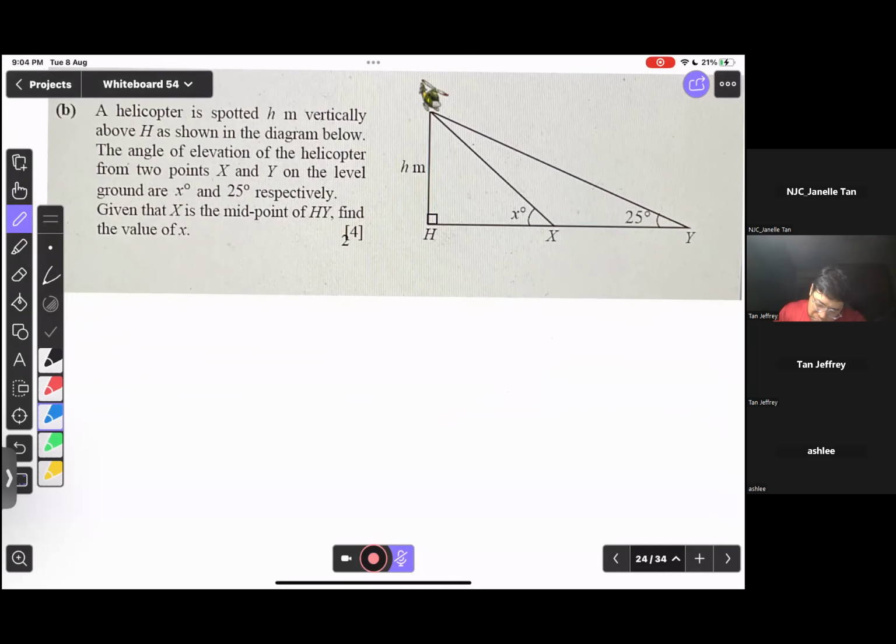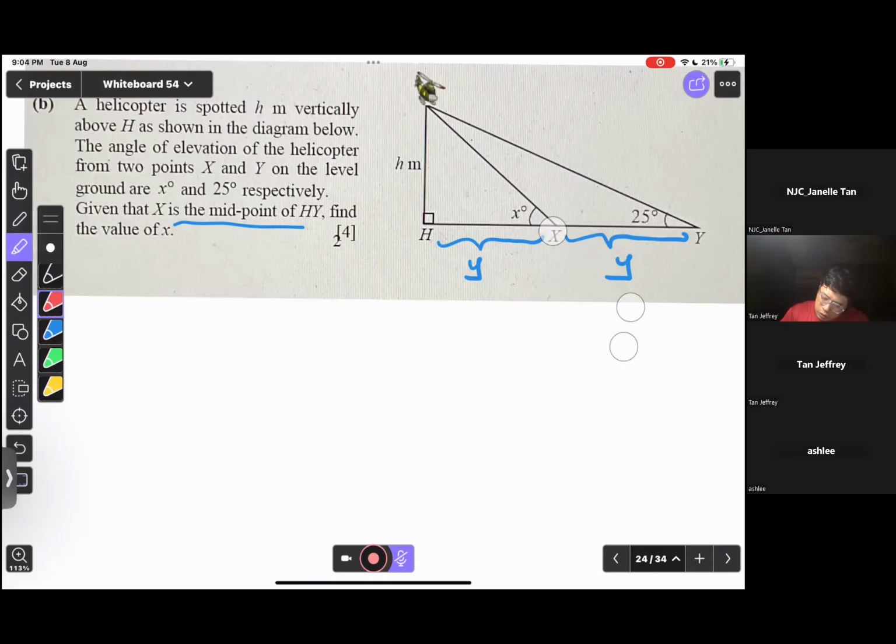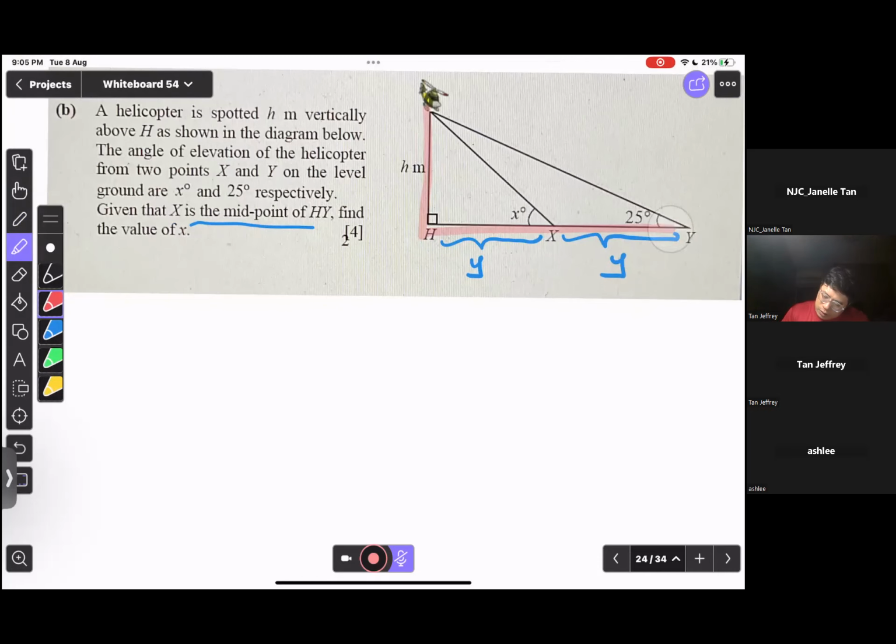X is the midpoint, right? You call this, for example, Y, and you call this Y. So for the first one, if you look at this triangle, I think I know already. I can try again later, use the triangle, then do simultaneous equations. I think it should be okay.